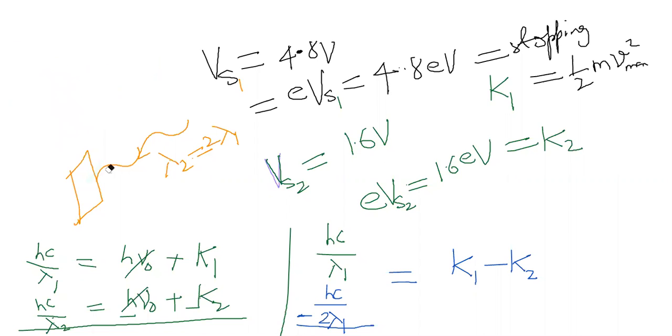So we are doing the subtraction, not division. Remember that. So you're doing hc by lambda 1 minus hc by lambda 2. That's what we are doing. Is that clear?